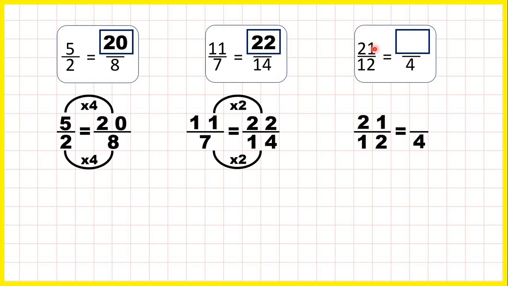Now we have 21 over 12, and we need to work out what that's equivalent to over 4. Now here we need to use division to find our equivalent fraction. 12 divided by 3 is 4, and what we do to the denominator, we do to the numerator as well, and 21 divided by 3 is 7. So our missing number is 7. 21 over 12, or 21 twelfths, is equivalent to 7 over 4, or 7 quarters.